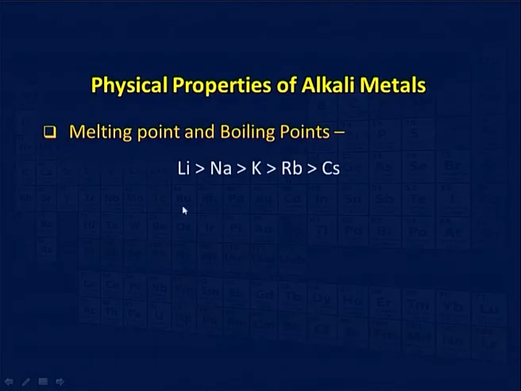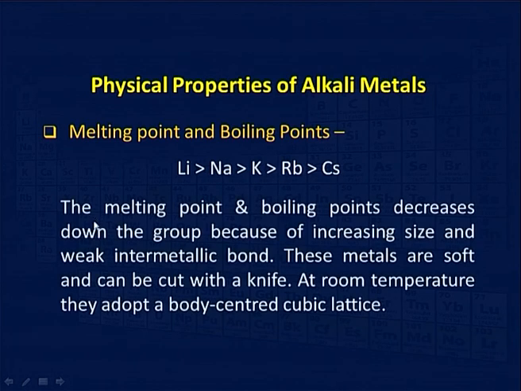Now melting and boiling point, as I told you, they are held by a very weak metallic bond, therefore they tend to have very low melting and boiling points. So trends are also consistent. You can see here lithium, I told you, will have the highest melting point, followed by sodium, potassium, rubidium and cesium. The melting point and boiling point decrease down the group, because with increasing size there is weaker metallic bonding, and they are very soft.